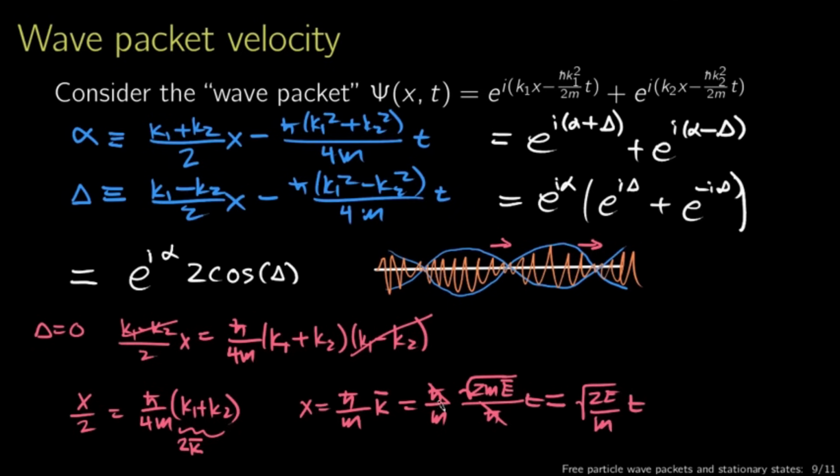I forgot my times time here. All of these have a times time. So x equals something times time. This is our velocity. So here, for the wave packet velocity, we get root 2e over m. This is the classical velocity.